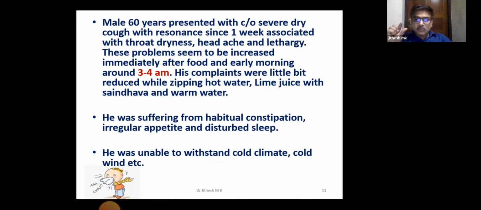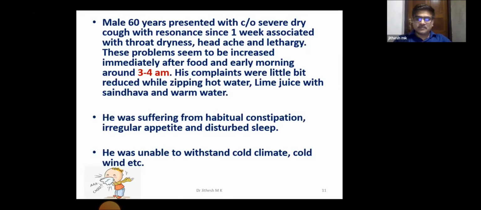So now the diagnosis is Vatika Kasa. Another thing is, we have to diagnose whether he is a Vata Prakriti person or a Pitta Kapha Prakriti person, because the treatment differs. From symptoms like habitual constipation, irregular appetite, disturbed sleep, and Shita Asahishnuta, the inability to withstand cold and cold climates, this points to the Vata Prakriti nature of the patient. So here we diagnose the disease as Vatika Kasa occurring in a Vata Prakriti person.